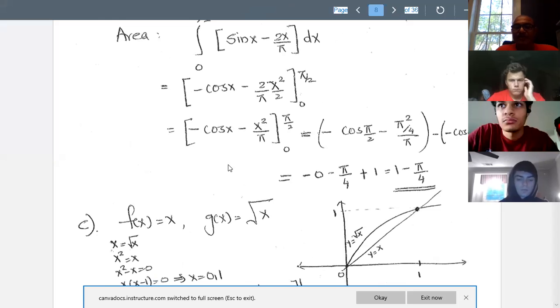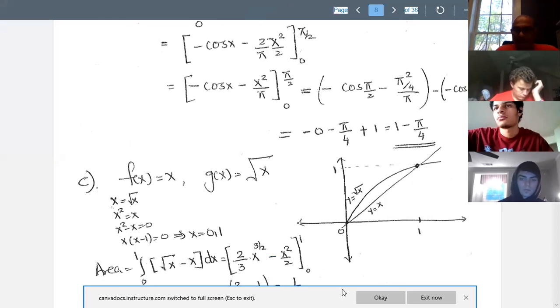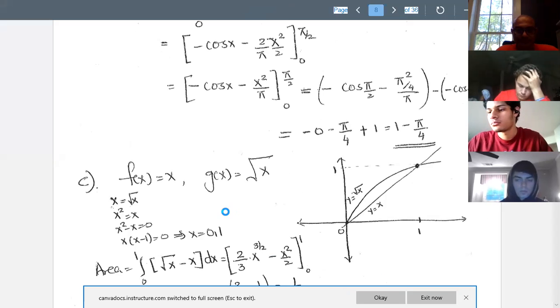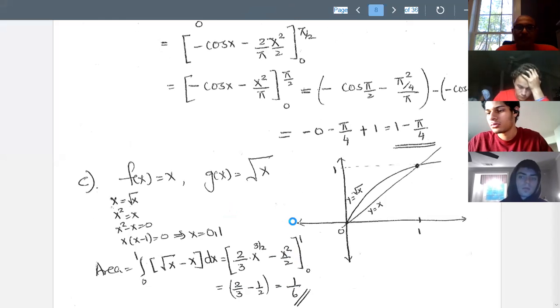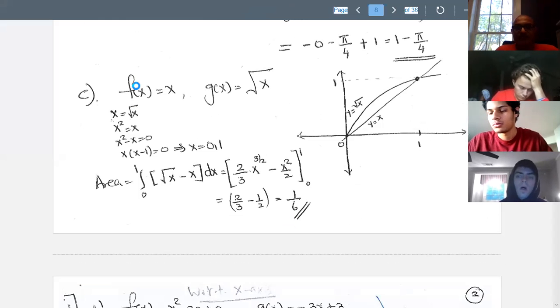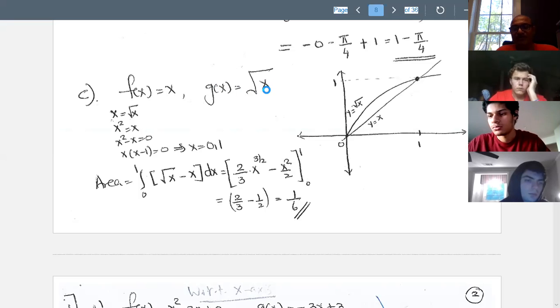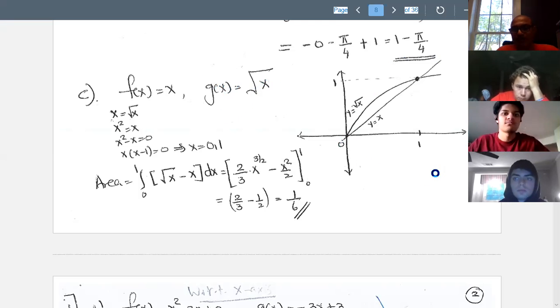Good. Let's go for the next example, guys. Next example: y equal to x and y equal to root x. Now y equal to root x means if you square both sides you are going to get y squared equal to x. And y squared equal to x is a parabola, a parabola like this in the first and fourth quadrant.